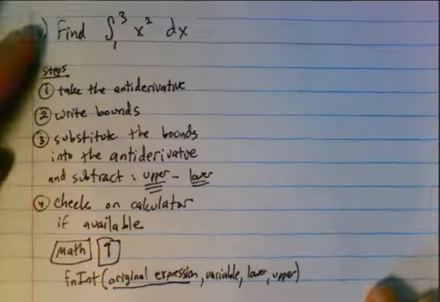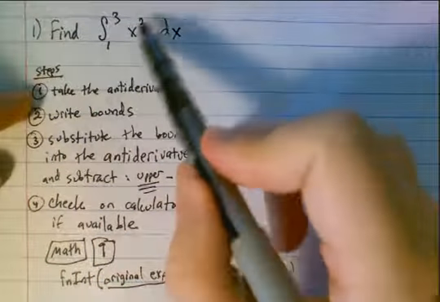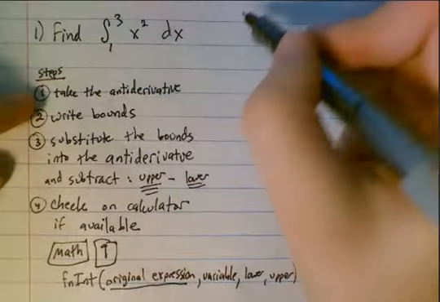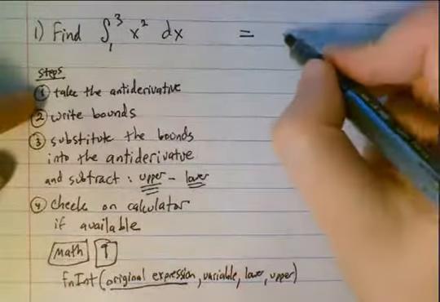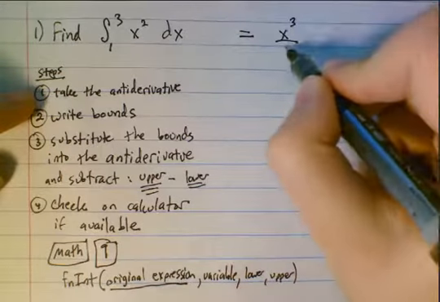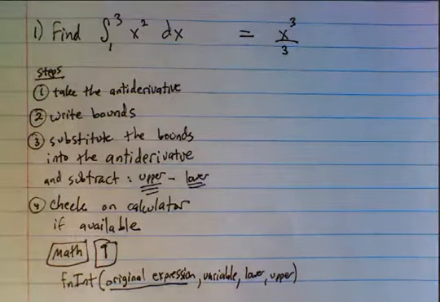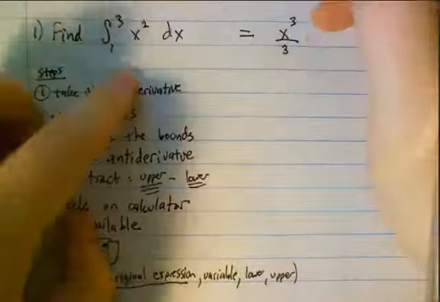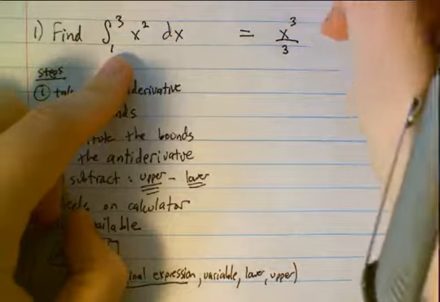So let's look at how that comes out. So right here, the first thing we're going to do is take the antiderivative. So the antiderivative of x squared: we add 1 to the exponent, divide by the new exponent. And one of the things that's very confusing is that when we do this, we aren't going to write a plus c.